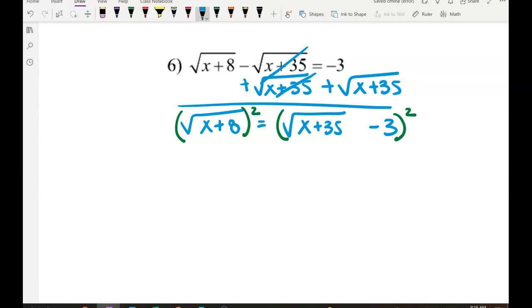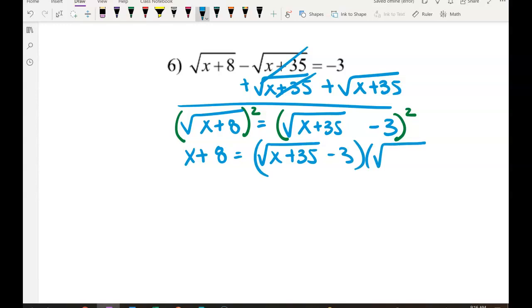On the left side, it's just straight up what? Yep. Now on the right side, we do have to write it out twice and do what? FOIL. Cautiously and carefully. Okay, so here we go. Square root of x plus 35 times square root of x plus 35 is just what? X plus 35. We FOIL like normal.